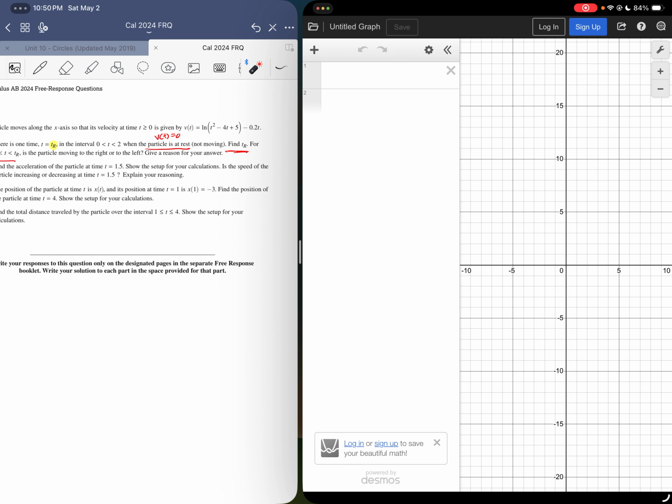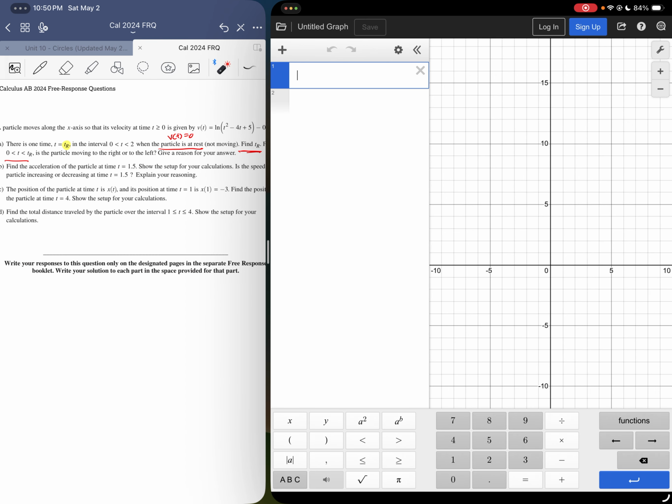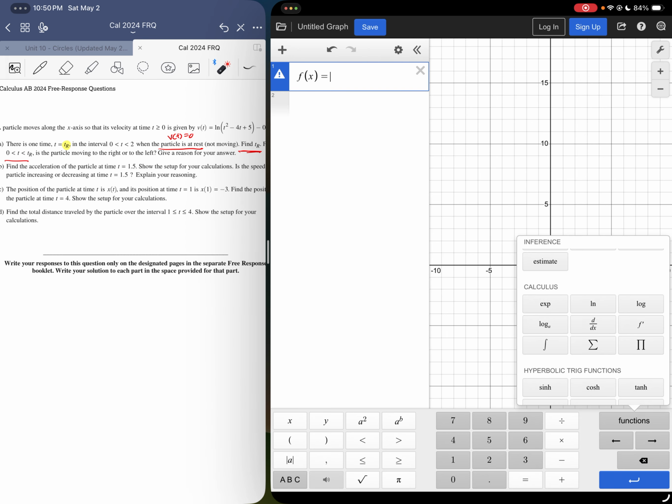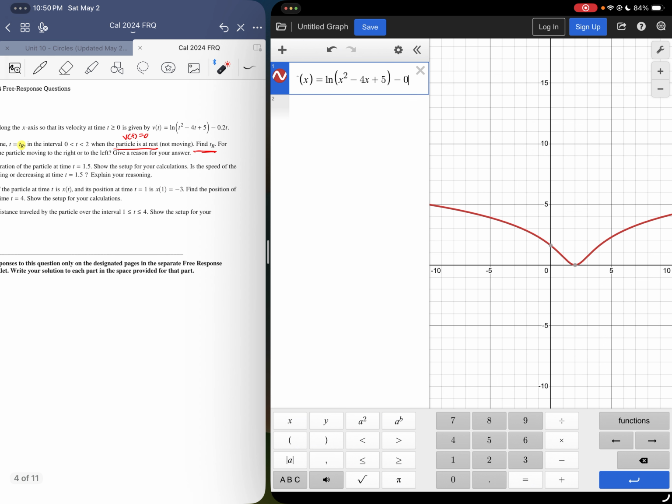All right, so let's do this. f of x equals natural log. You cannot put f prime of x already. You must always put f of x at the beginning no matter what, otherwise the graph is not going to show. I mean, you can use g of x, but you cannot use f prime already.